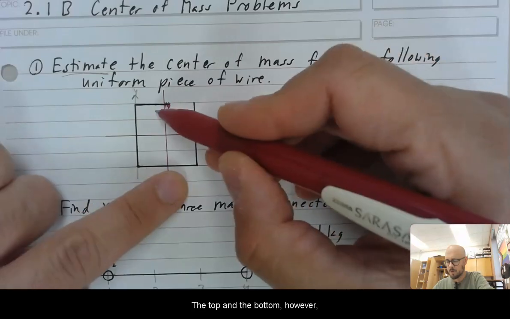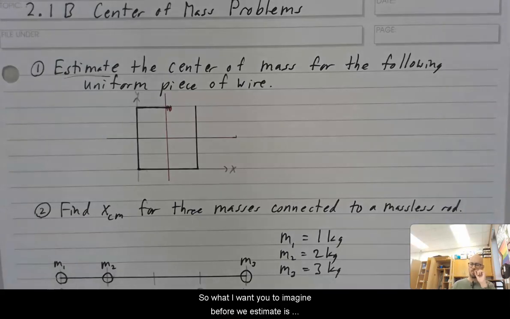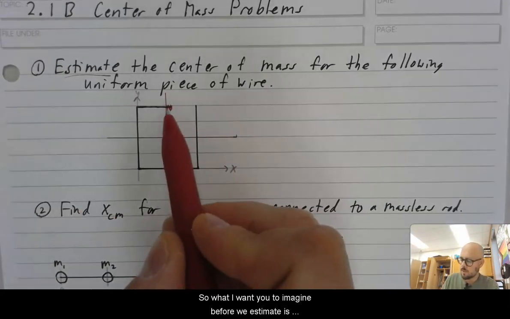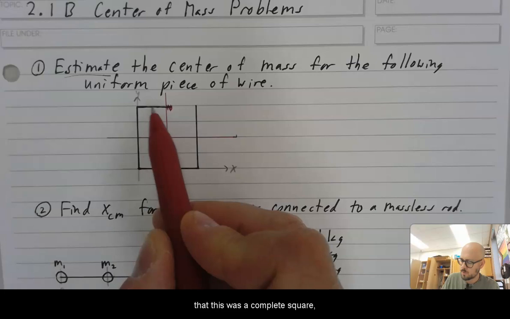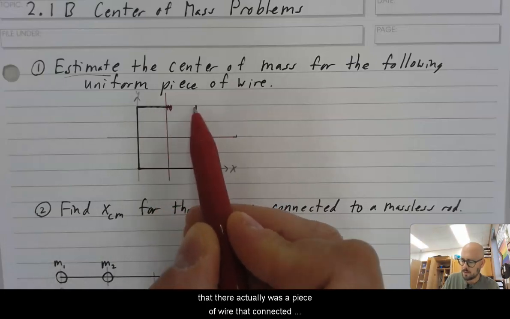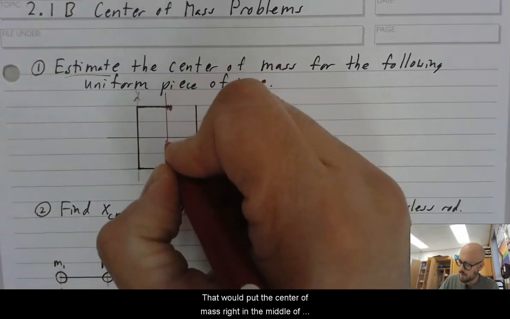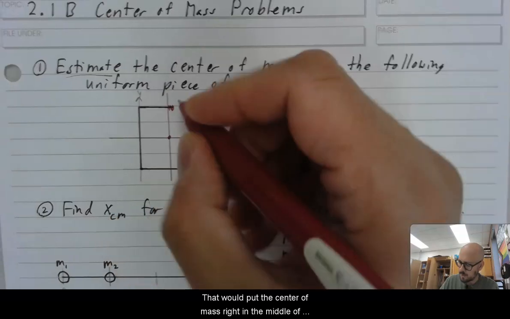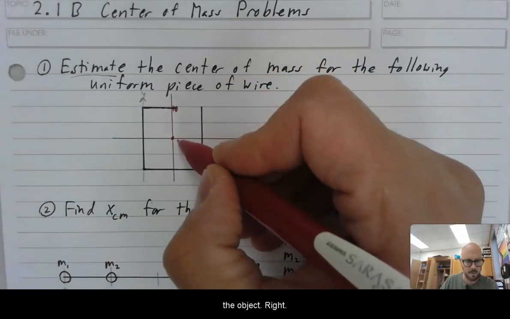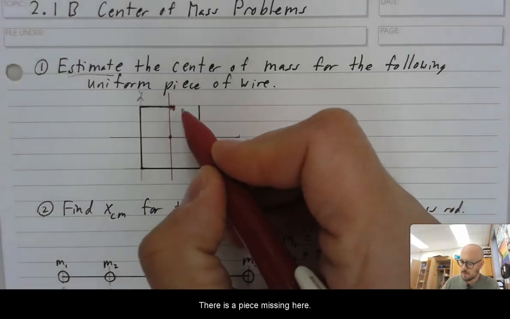The top and the bottom, however, are not identical. There's this missing piece. So what I want you to imagine before we estimate is that this was a complete square, that there actually was a piece of wire that connected, and so every side was accounted for. That would put the center of mass right in the middle of the object, right? So there would be symmetry everywhere, but there's not. There is a piece missing here.